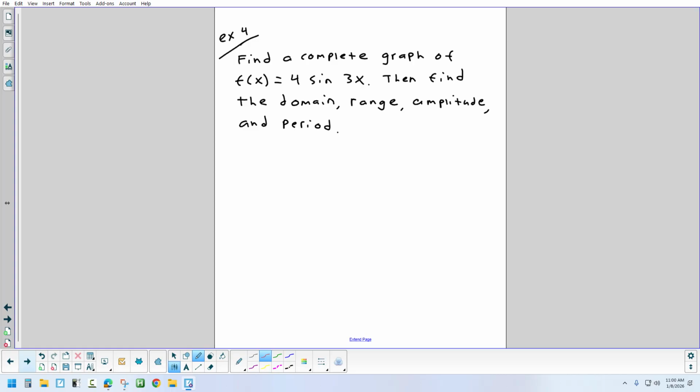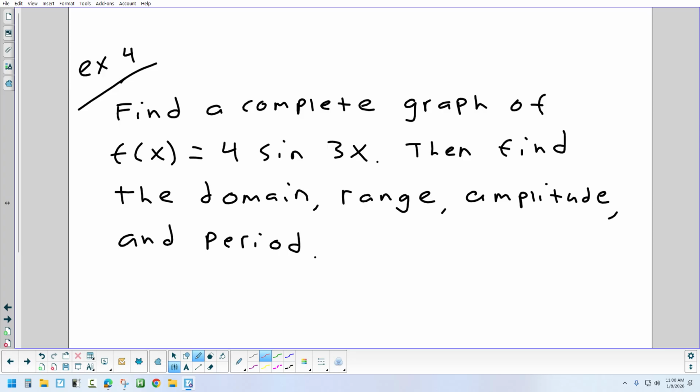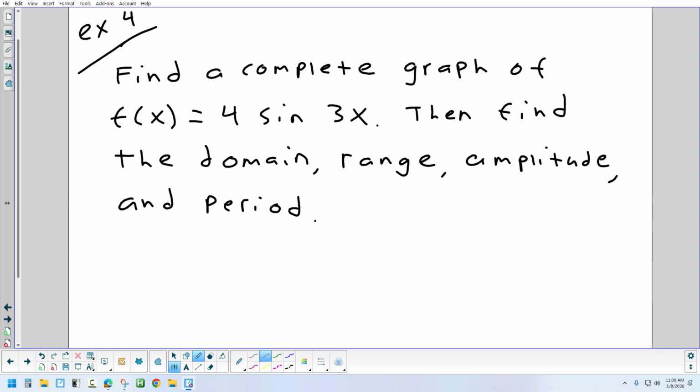Okay. So now, as far as graphing by hand, I think we're done. Okay, so we've done all the different kinds of graphs we're going to do by hand, single step and multi-step. Now we're going to do some on the calculator. It says to find a complete graph of 4 times 3 sine x, and then find the domain, range, period, and amplitude. Okay, so let's put this in.